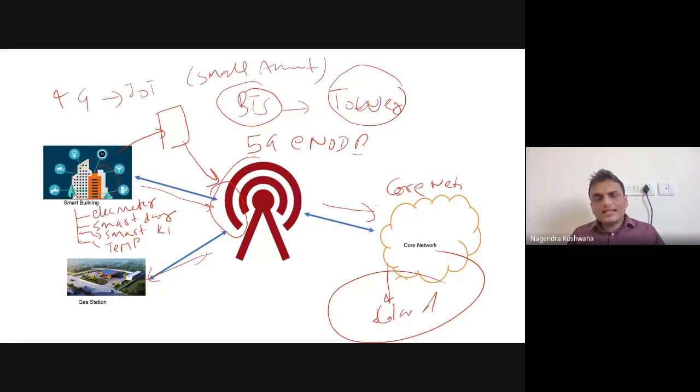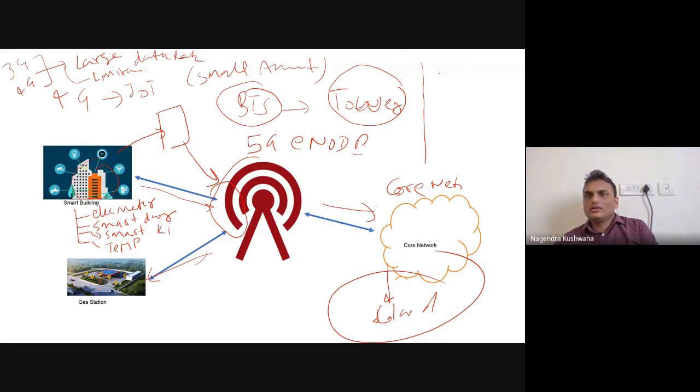The answer to this question is, 3G and 4G are designed to have a large data rate, but there is a limitation in terms of how many devices can be connected. So I'll write over here, limitation.